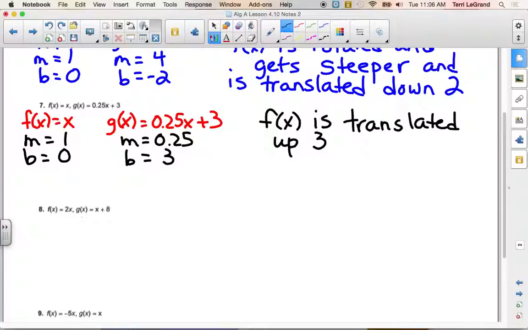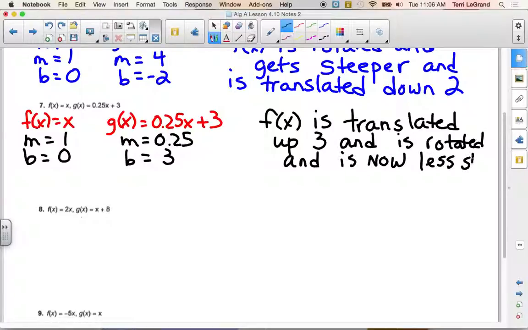And I said there were 2, so what would the second one be? Dakota? It is rotated and is now less steep. Okay, or in other words, gets less steep, whichever way you phrased it. Everybody agree with Dakota on that?